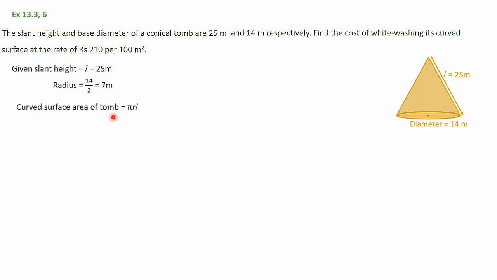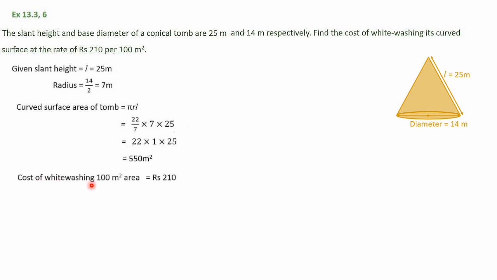Go for the curved surface area of the top, that is pi RL, because we are going to paint or whitewash its curved surface area. So pi RL is the formula. 22 by 7 into radius 7 into slant height 25. Here 7 and 7 can be cancelled. Then 22 into 25, when we multiply, we will get 550 meter square. Here also, just like the previous calculations, you must do the rough calculation on the right side of this step. So curved surface area we have got is 550 meter square.